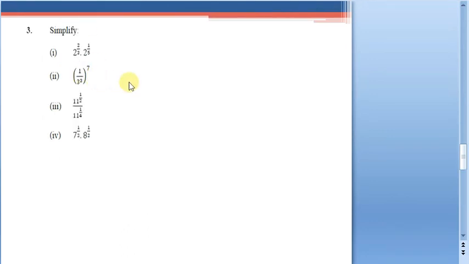See, here also we will be using our exponential laws only, nothing new. So we need to identify the exponential law which can be used here. Now if you see the first question, 2 power 2 by 3 into 2 power 1 by 5. Here the base is 2 and the exponent is 2 by 3. Here the base is 2 and the exponent is 1 by 5.